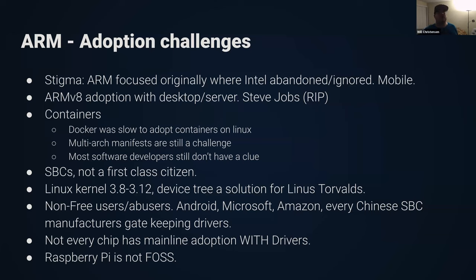ARMv8 was just sold around that time for the IP, but we hadn't seen any single board computers for it yet. Multi-arch manifests were still barely being considered at the time. So when you said get, like, Ubuntu latest, it would just assume it was x86, and it wouldn't figure out that it was for ARM. That didn't happen. That was something that later got added on. And then most software developers still don't have a single clue how to make a container. Single board computers are still not a first class citizen.